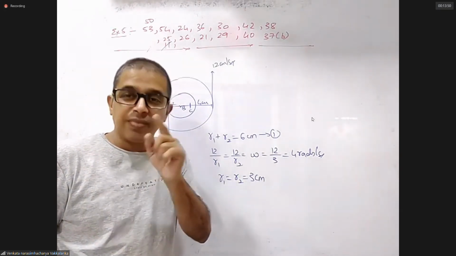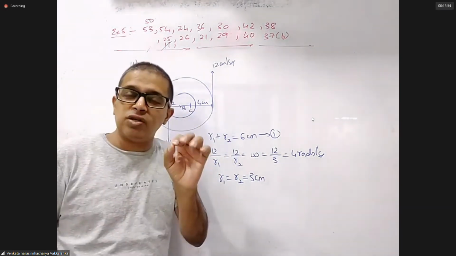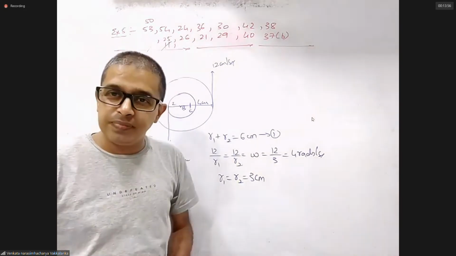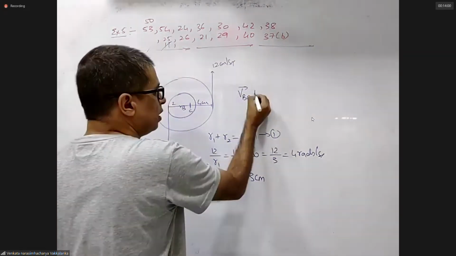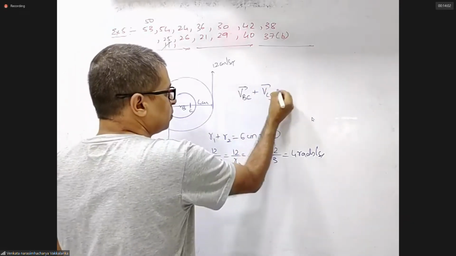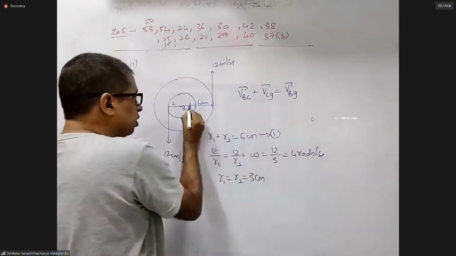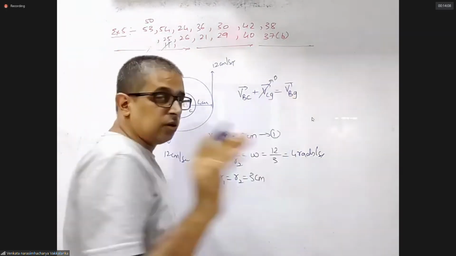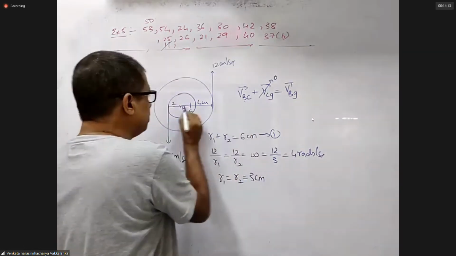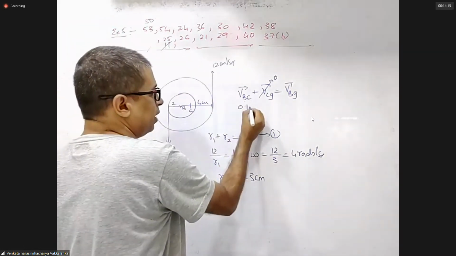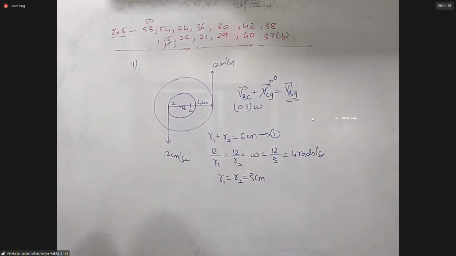Now, velocity of this point with respect to the instantaneous axis is 0.1 into omega. Velocity of B with respect to C plus velocity of C with respect to ground is velocity of B with respect to ground. Velocity of C with respect to ground is 0, as the instantaneous axis is 0. So velocity of B with respect to C is 0.1 into omega. That will be velocity of B with respect to ground.